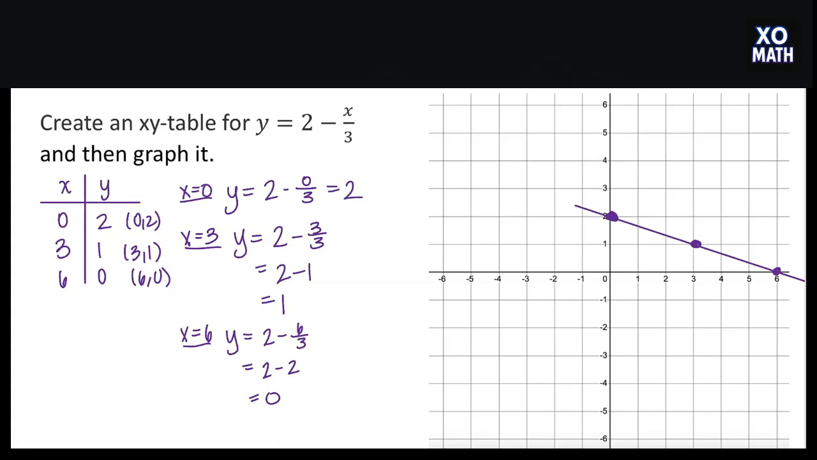There we go. And make sure to extend past the points. We don't want to just draw a line connecting the end points and make it look like a line segment. We want to show it just keeps going on in both directions forever.